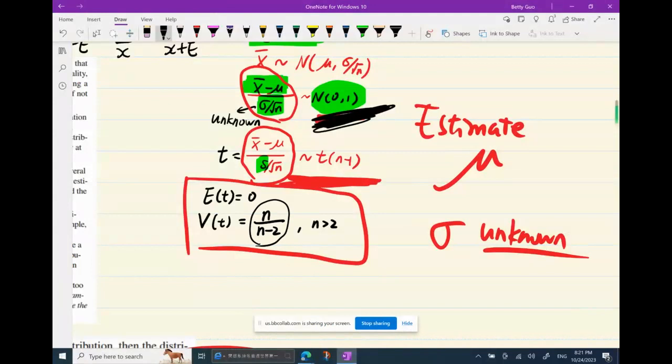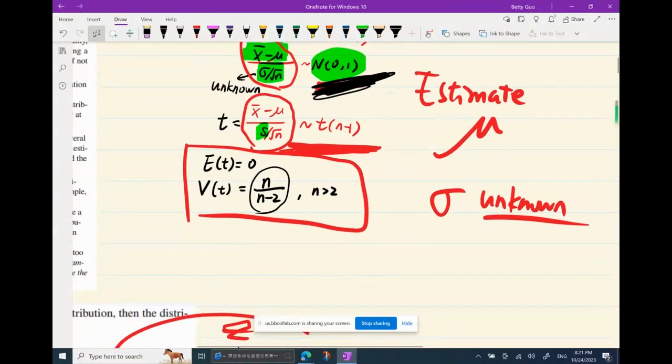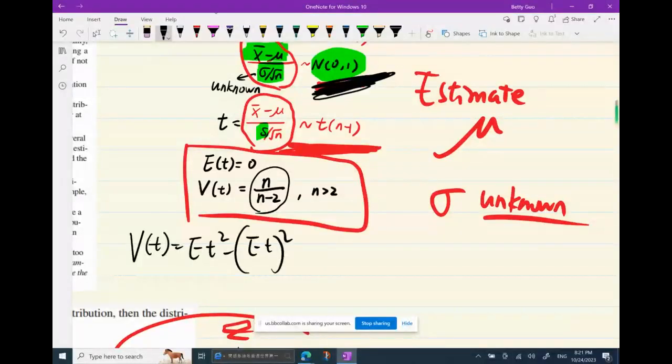Yeah, you might wonder, how do you get this formula n over n minus 2? I can prove it, but it's very time consuming. Basically the variance is this, and for E of T, you have to use the integral. You have to multiply T by f of t, the density curve, and do the integral. And similarly with T squared, you plug in and you get that value.